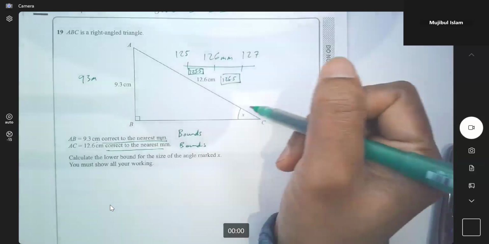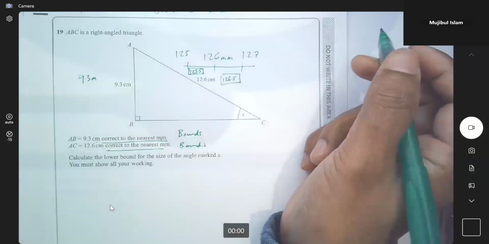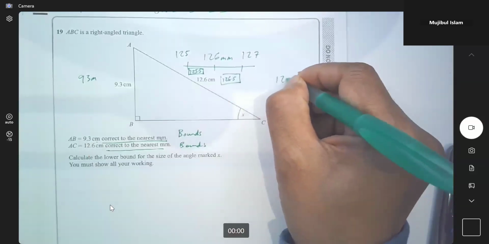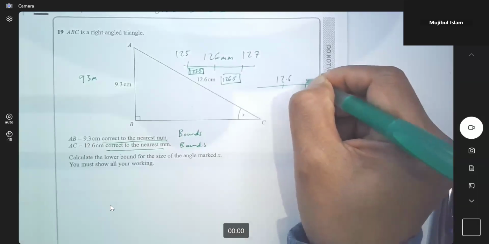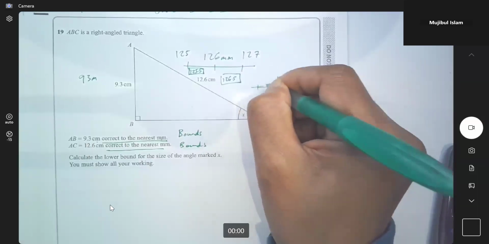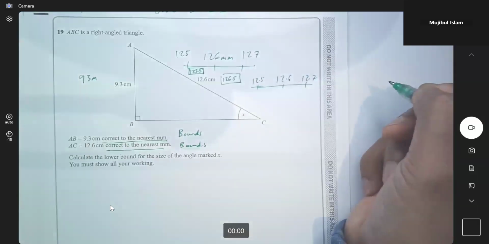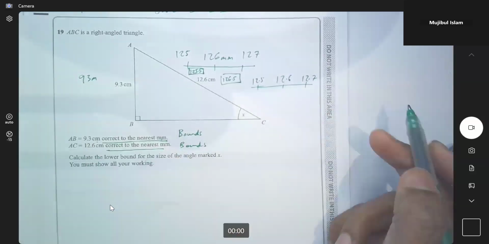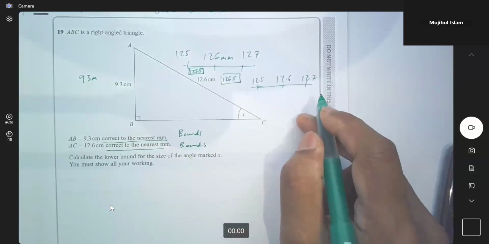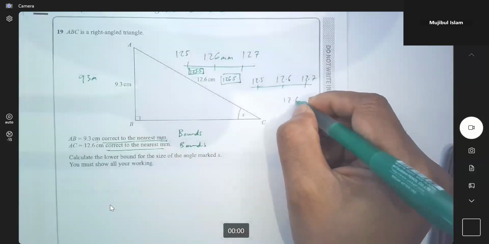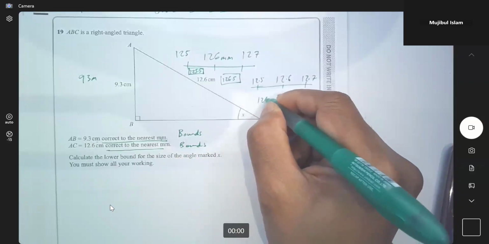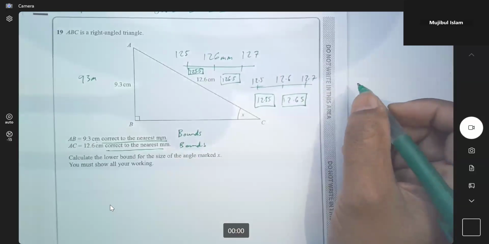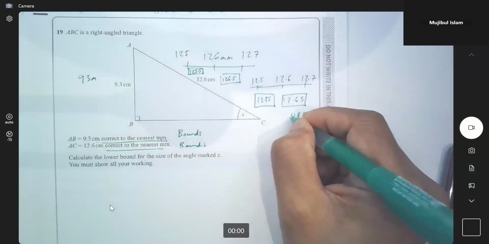I'm just thinking, did I need to convert it actually? That's why I'm hesitating. Let's keep to this. We can still use the same structure. 12.6. The next one is going to be 12.7. The previous one is going to be 12.5 because that's what they've given within the question. And that's what it means to the nearest millimeter. What's in between these two? It is 12.65, 12.55. So that's my lower bound and that's my upper bound.